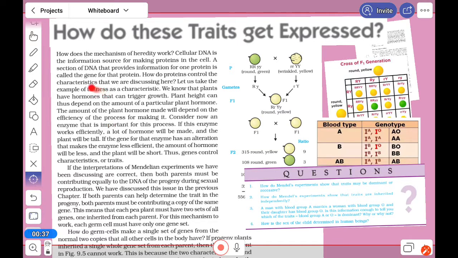Let's take the characteristic of tallness. We know that the gene here is T, capital T. This capital T gene will produce one protein. This protein acts as a hormone, a plant growth hormone, so that the plant can grow. If we discuss in this way, then it will be like this.